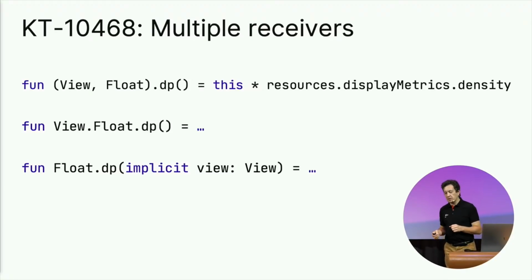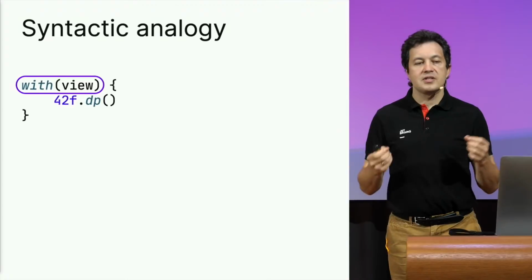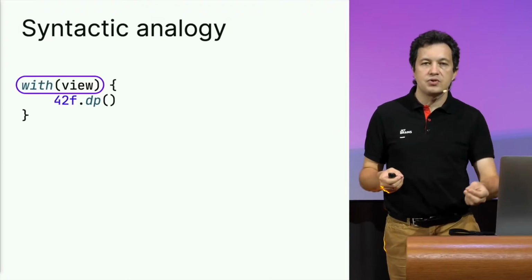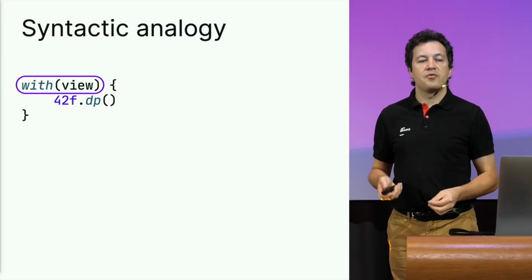And so let's try to find what could be a better-looking Kotlin syntax for this feature. Let's look for a syntactic analogy. And here, the syntactic analogy is how we bring a receiver into scope in Kotlin. And we bring it with a standard library function, with.